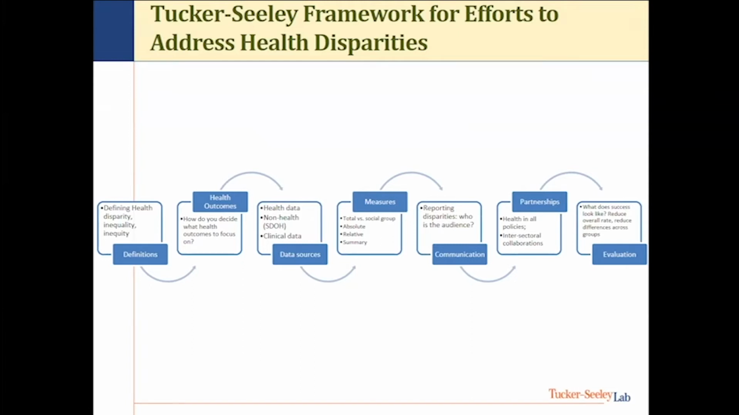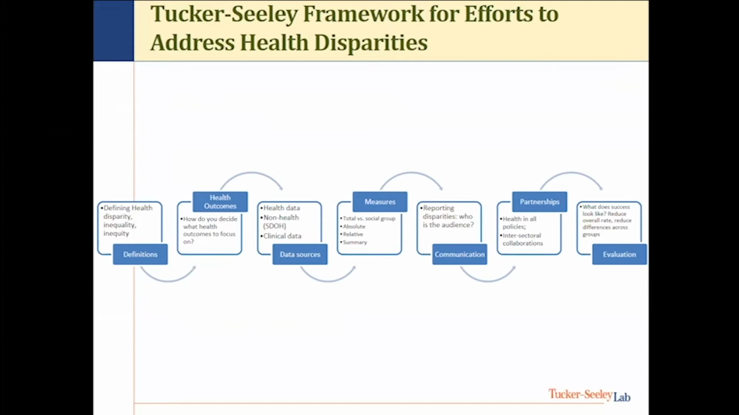And the framework begins with definitions, specifically asking you to be explicit about how you define terms such as health disparities, health inequalities, or health inequities. Next is health outcomes. What health outcomes do you include? How do you make the decision about what to include? What data sources? Where would you get the data? Is it a population level survey, or is it healthcare services related, or data directly from patients? Measures, how do you measure the differences? Communication, who is the audience for your reporting efforts? Partnerships, who should you address the recommendations to? And evaluation, what does success look like?